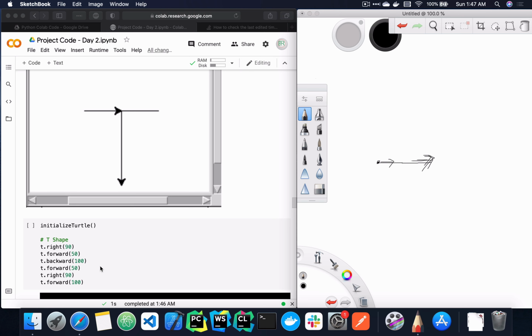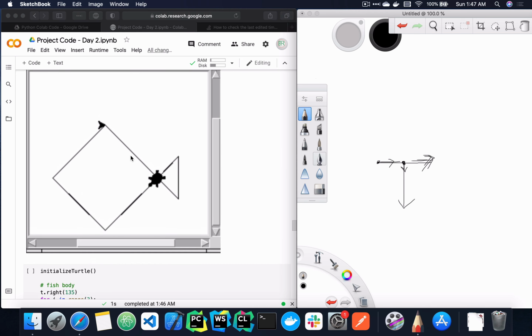Then we go forward. After going backward by 100 pixels, we're going to go forward by 50 pixels. Because we already went back by 100 pixels, if we go forward by 50 pixels, we'll be at our initial start point, which is also the midpoint of this line. Then we'll turn towards the right 90 degrees clockwise, so we'll be pointing downwards. Lastly, we'll move forward by 100 pixels. And this is how we actually get our T shape.